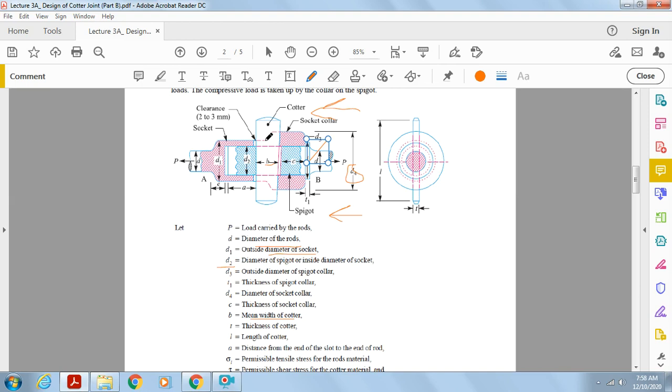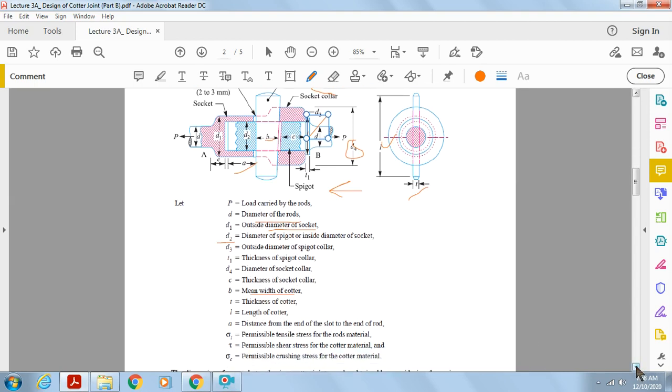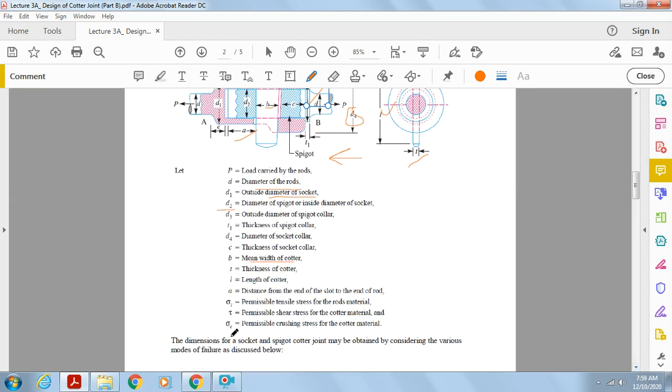T is the thickness of the cotter. This is T. L is the length of the cotter. This is L. A is the distance from the end of the slot to the end of the rod. This one is the A. Sigma T is the permissible tensile stress for the rod material. Tau is the permissible shear stress for the cotter material, and sigma C is the permissible crushing stress for the cotter material. So we have to consider these three important stress points: tensile stress, compressive stress, and shear stress.